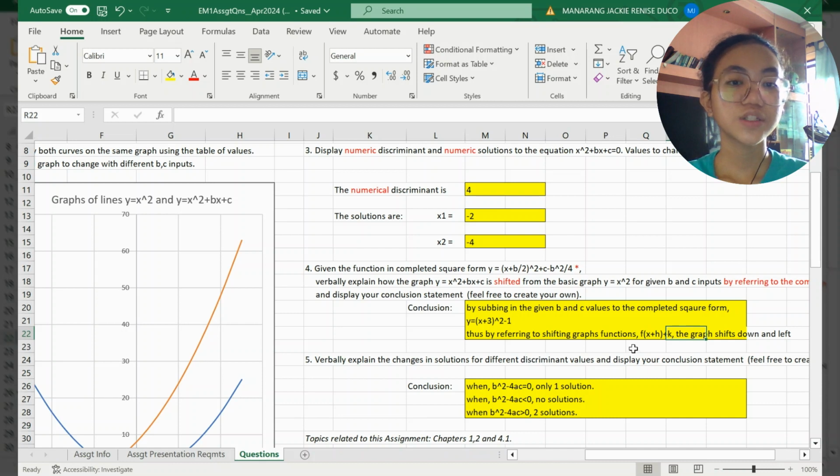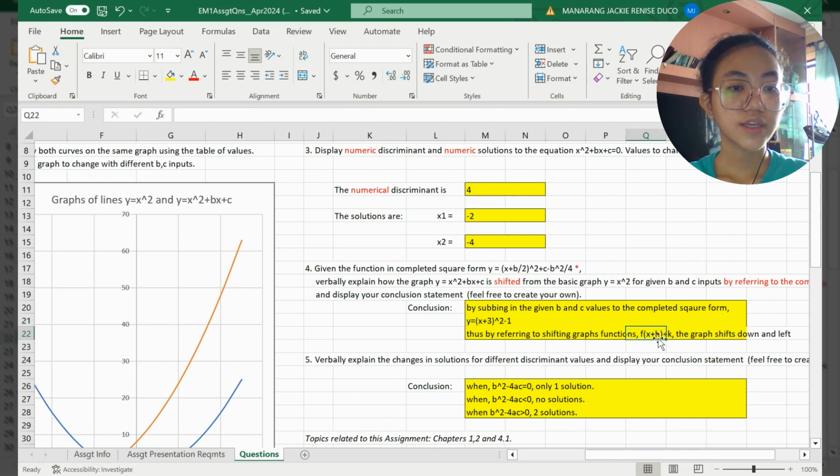For this question, I'll sub in my B and C values again into the completed square form, and then I'll get this: y equals (x plus 3) to the power of 2 minus 1. So there's a similarity between the shifting graph function and my answer here, and we'll basically see that h is equal to 3 and k is equal to negative 1.